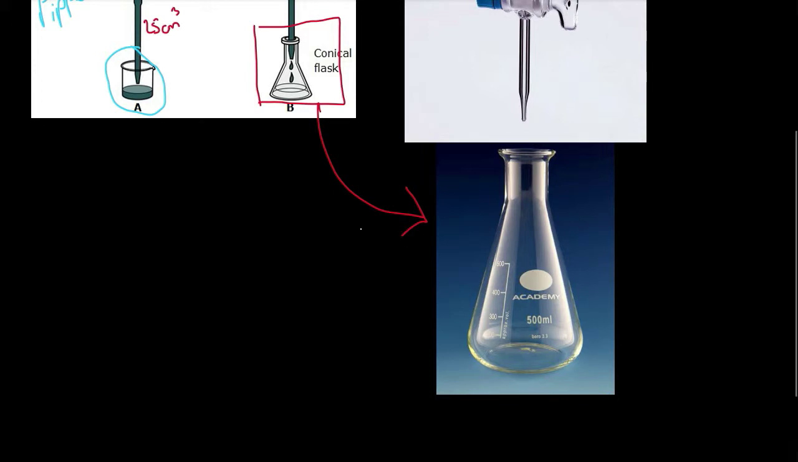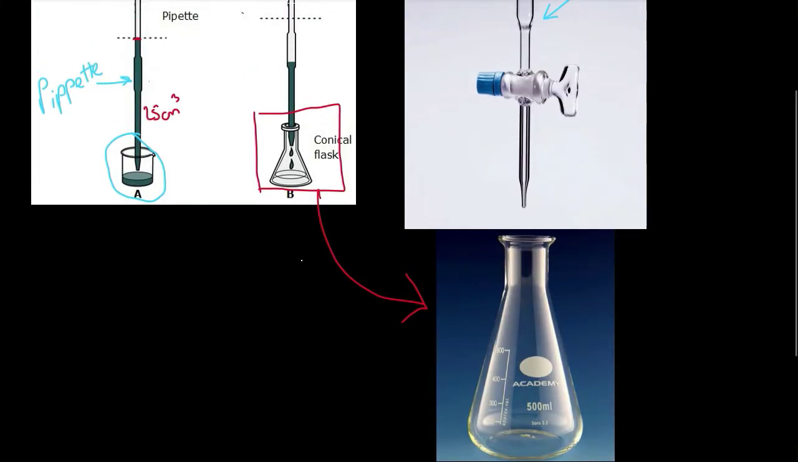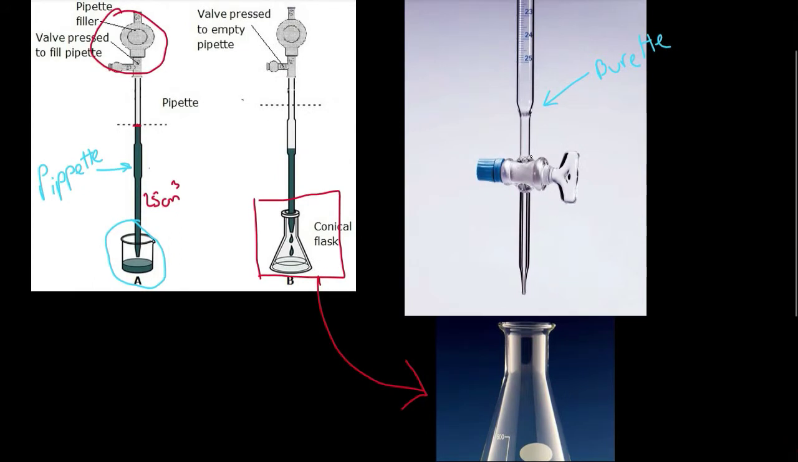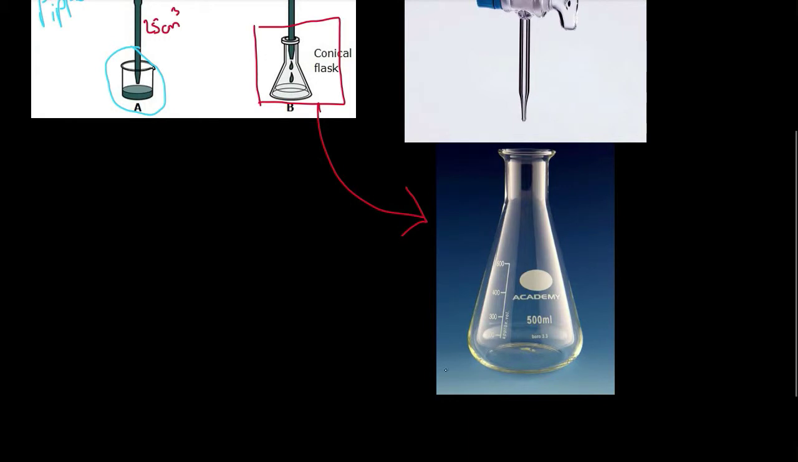The reason we transfer it to a conical flask is because we're going to add a known solution from the burette into the conical flask. If you were adding it into a normal flask, it might splash out when you're swirling it, mixing it. As it's narrow at the top, chances are less that you're going to splash it when you're swirling it and mixing it.